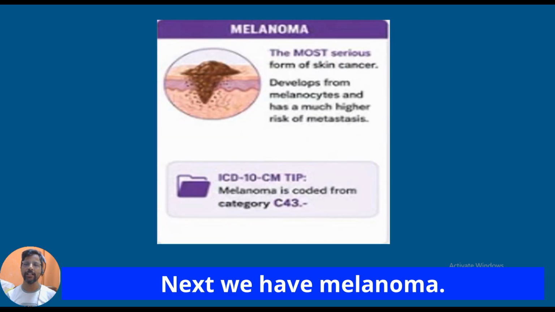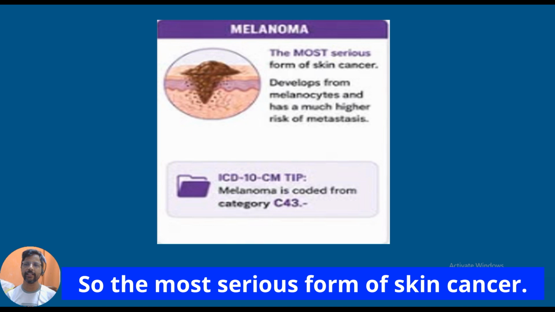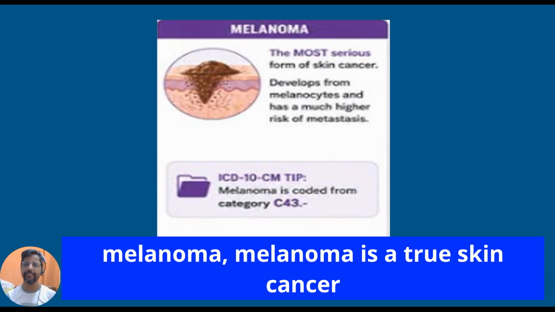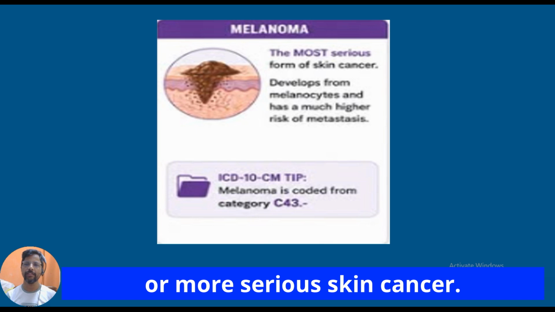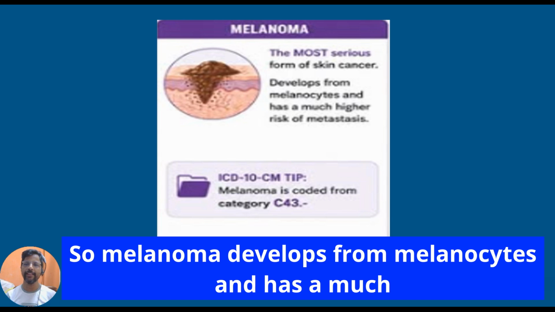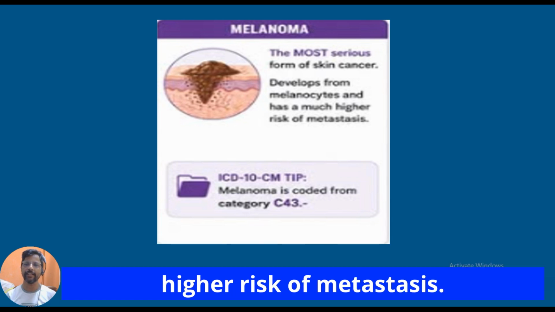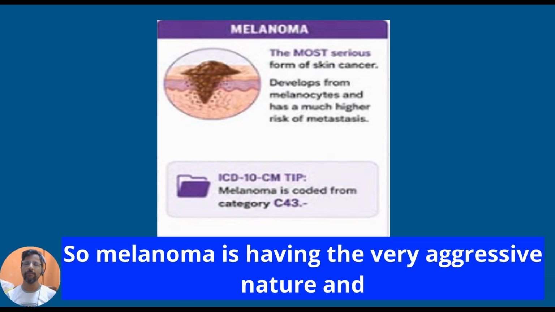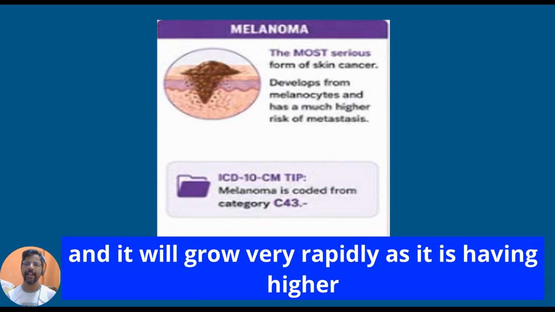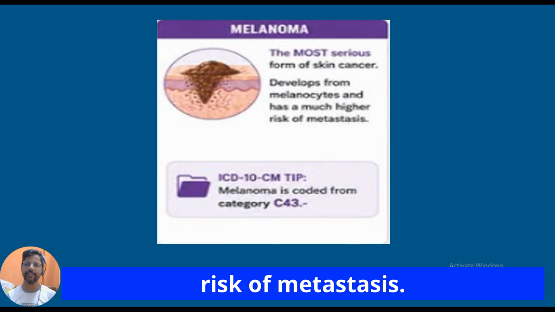Next we have melanoma, the most serious form of skin cancer. If you take it as a hierarchy among BCC, SCC and melanoma, melanoma is the truly serious skin cancer. Melanoma develops from melanocytes and has a much higher risk of metastasis. Melanoma is very aggressive in nature and will spread to other organs easily, and it will grow very rapidly as it has a higher risk of metastasis.